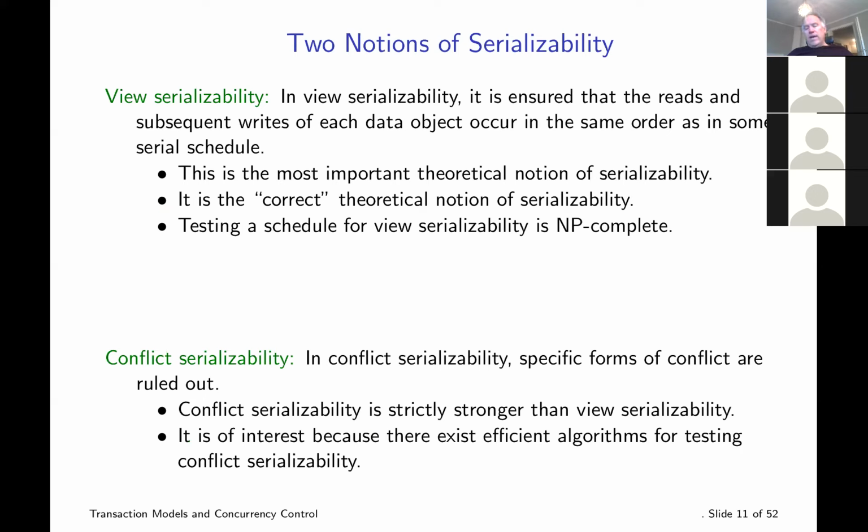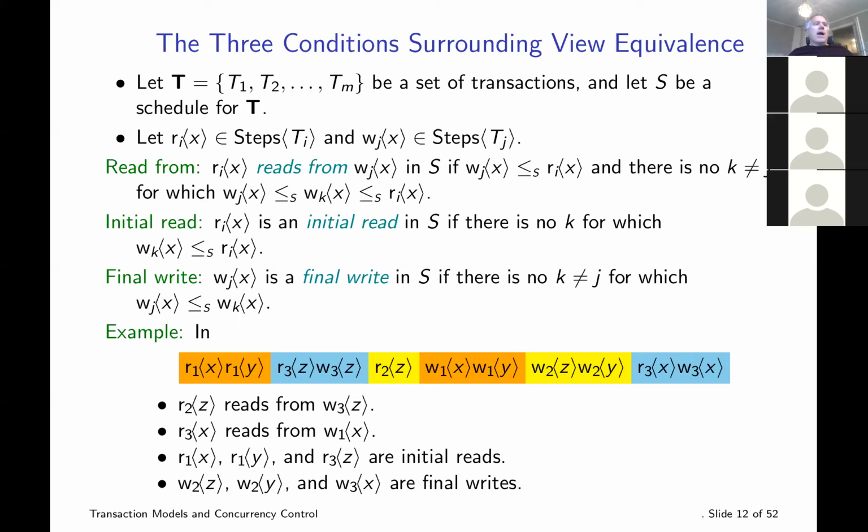And the truth definition basically comes down to this. There's a lot of formalism here, and you can look at it later. But basically, we have a whole bunch of data objects, but in this case, let's just say we have X, Y, and Z. So we have three of them. Now, what we do is we look at the conditions that are going on in the schedule. And the conditions are something like this: when a transaction reads something, it's either doing an initial read, right?